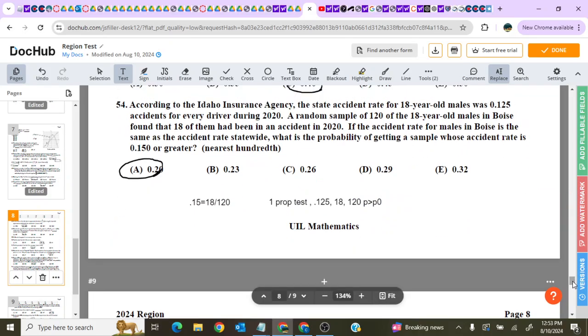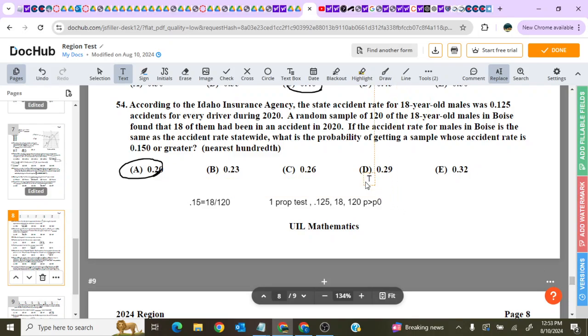54, according to the Idaho Insurance Agency, the state accident rate for 18-year-old males was 0.125 accidents for every driver during 2020. A random sample of 120 18-year-old males found that 18 of them had been in an accident in 2020. The accident rate for males is the same as statewide. What's the probability of getting a sample whose accident rate is 0.15 or greater?